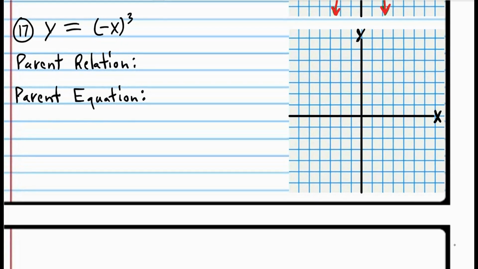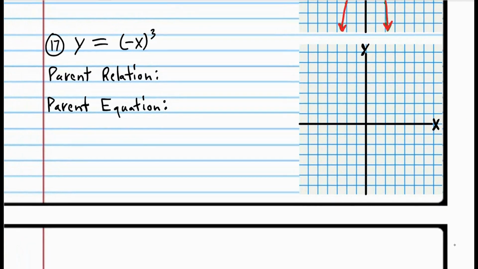So let's do number 17. Obviously the parent relation is the cubic relation because we have negative x cubed, and the parent equation is y equals x cubed. And so we know that the basic graph is going to look like this, something like that. That wasn't perfect, but something like that. And we wrote a negative in front of the x. That means you're going to reflect about the y-axis. So it's going to look something like this.